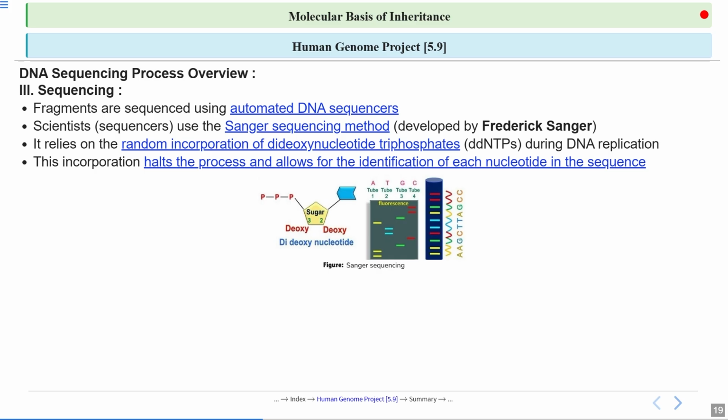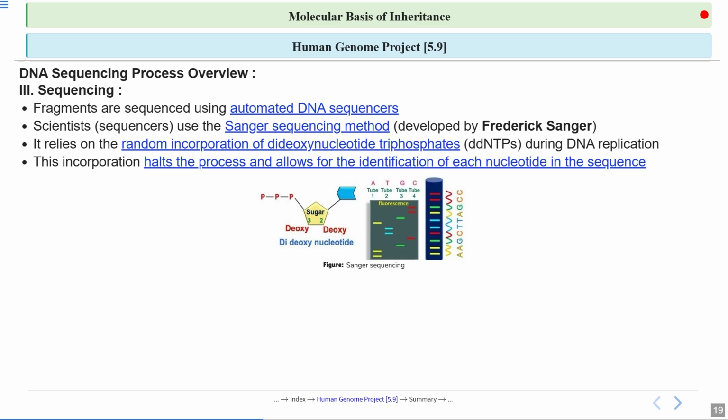Why? Because it doesn't have an OH on the 3' end. They don't have OH at the 3' end, which is required for what? For DNA polymerase to add further nucleotides. Now, because they don't have this OH group on the 3', this will cause chain termination during DNA synthesis. And what will happen? Now it will produce DNA fragments of various lengths that can be analyzed to reveal the sequence. So this is the basic concept of Sanger sequencing.